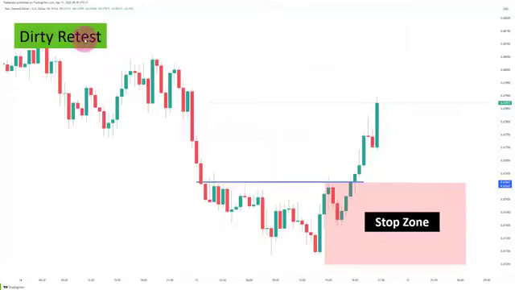The dirty retest is a liquidity concept. I talked about this in the past, and it's a very, very important concept. Even if you don't end up trading the dirty retest, understanding stop zones, liquidity zones, and stop runs is very helpful for your stop placement or just for general chart understanding.